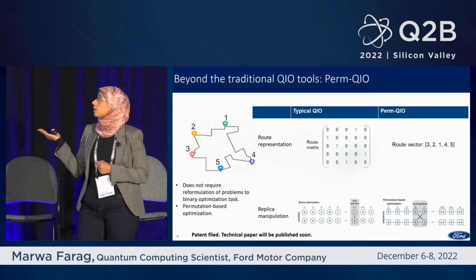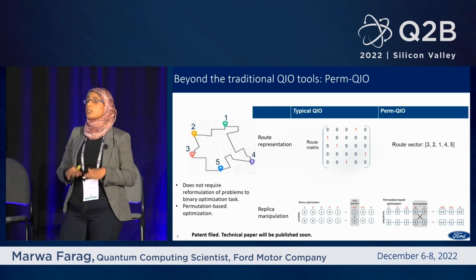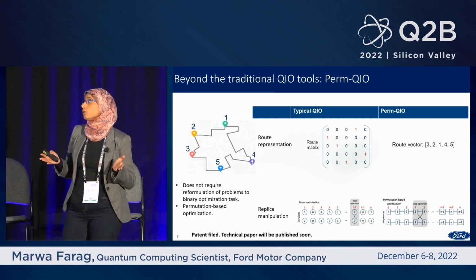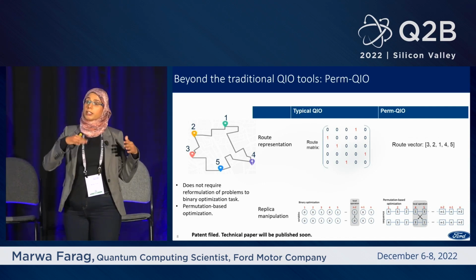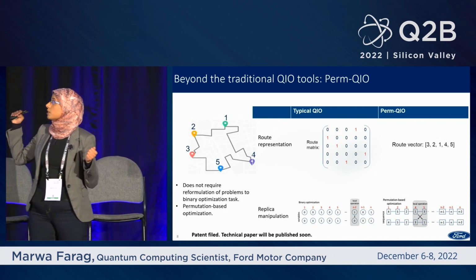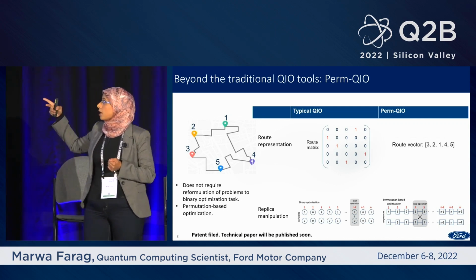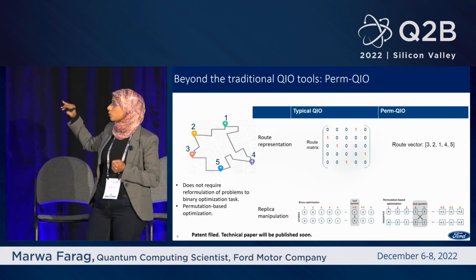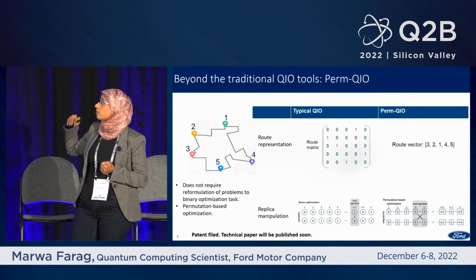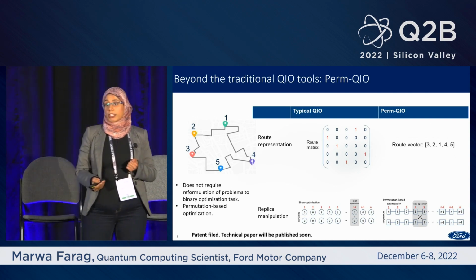In the typical QIO method, what you have to do is convert this problem into a binary matrix in a very given way. Then you create many replicas of this matrix, and you allow these replicas to evolve. The way it evolves is that you simply flip a 1 to 0 or 0 to 1, and you validate this manipulation, whether it's valid or not, based on some constraint.